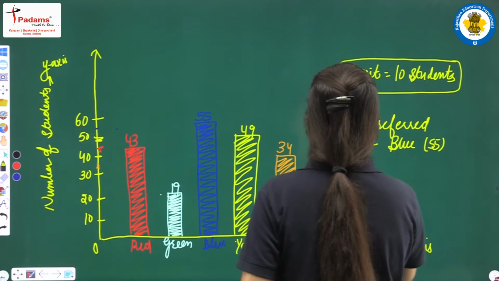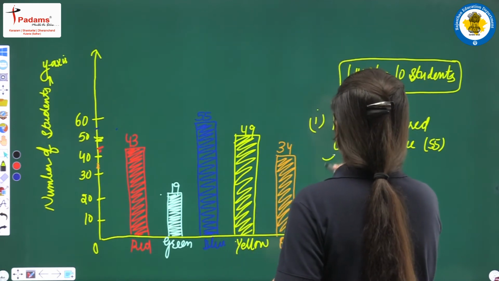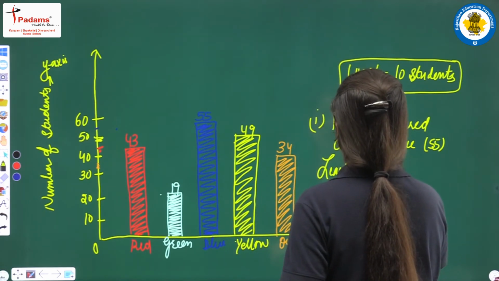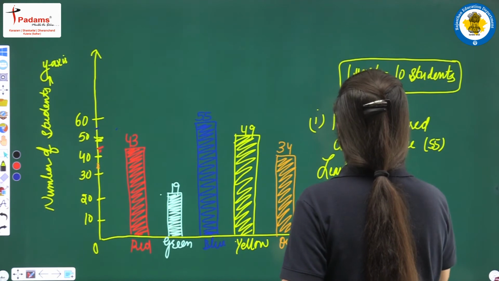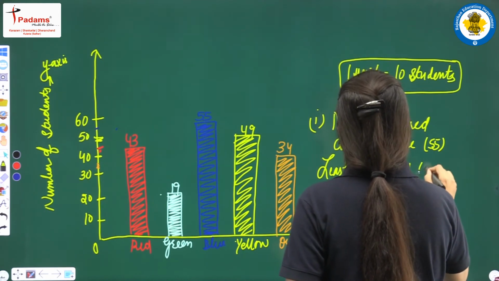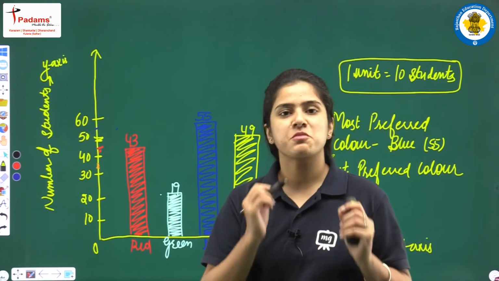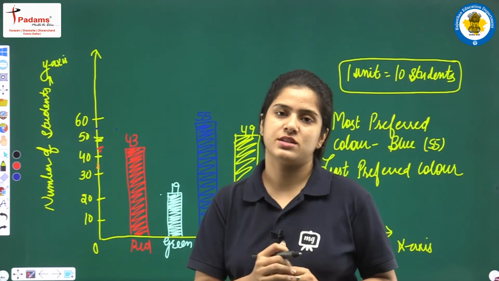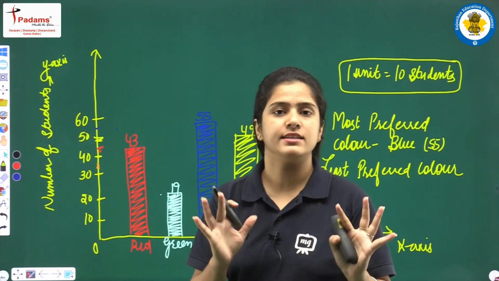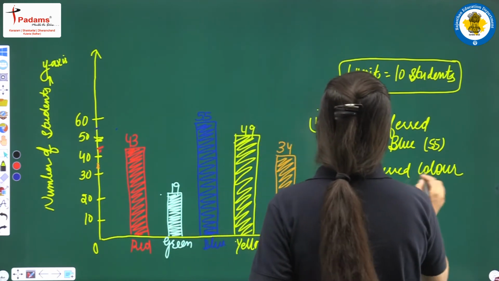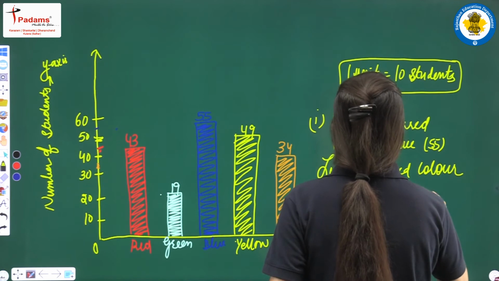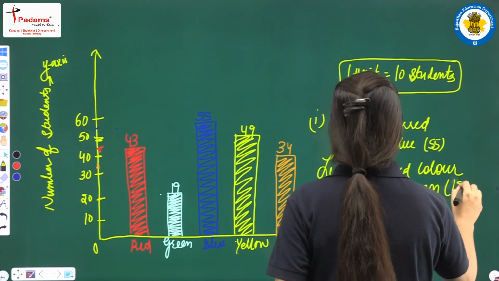55. And the least preferred color, students. Green is the least preferred color of 19 students. It is liked by only and only 19 students. So least preferred color is green. Only 19 students like it. Okay.